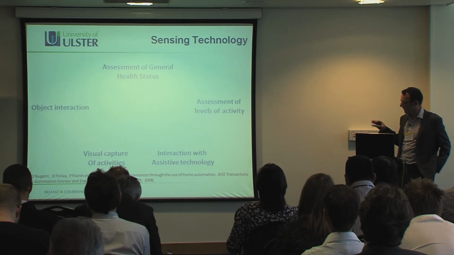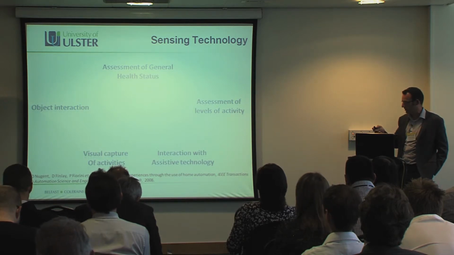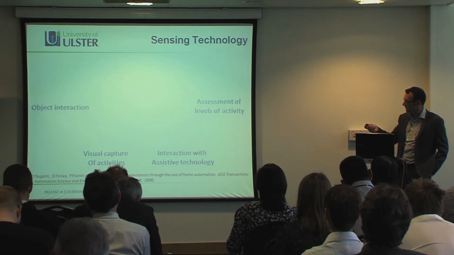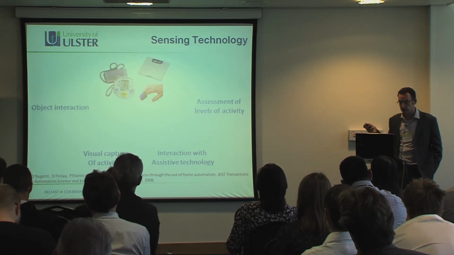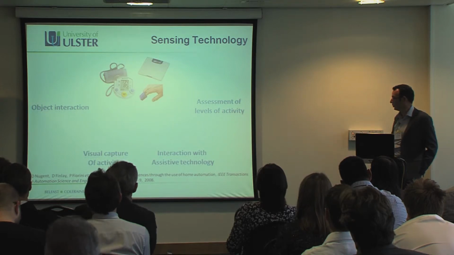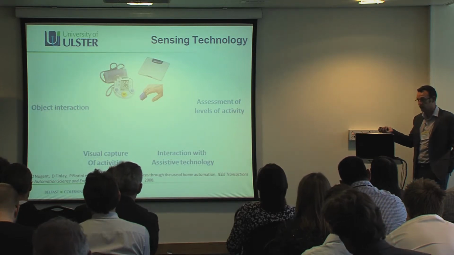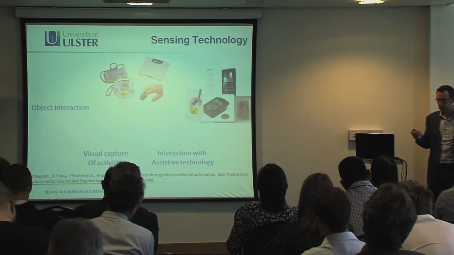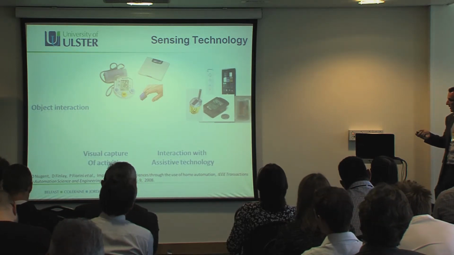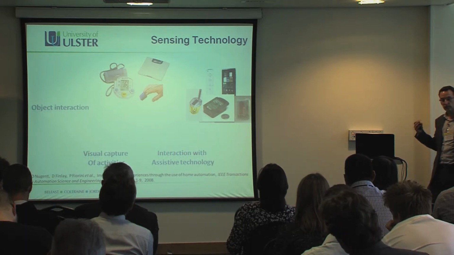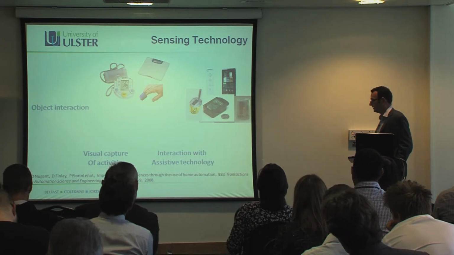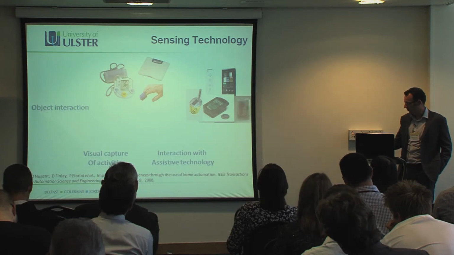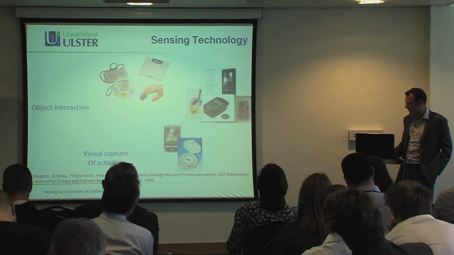So maybe to categorize these a little bit more, the types of technology that we're seeing at the minute: technologies to look at assessment of general health status. It could just be a blood pressure device, a pulse ox, weight scales. Assessment of activity levels, very important, and we can take that from custom-made devices, wireless sensor networks, even use mobile phones. We can use devices like a Nintendo Wii, how people interact with gaming technology. Measurements of interaction with assistive technologies.